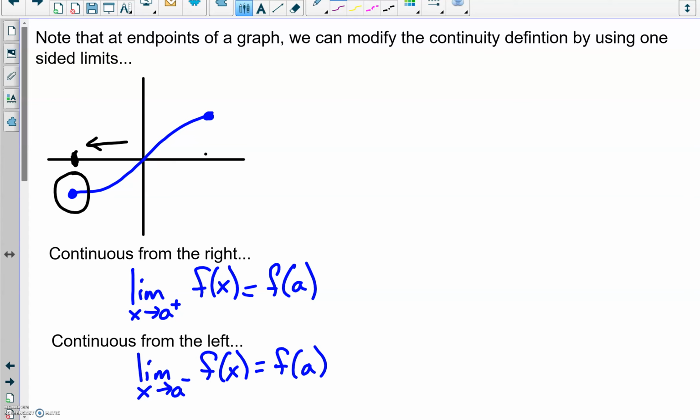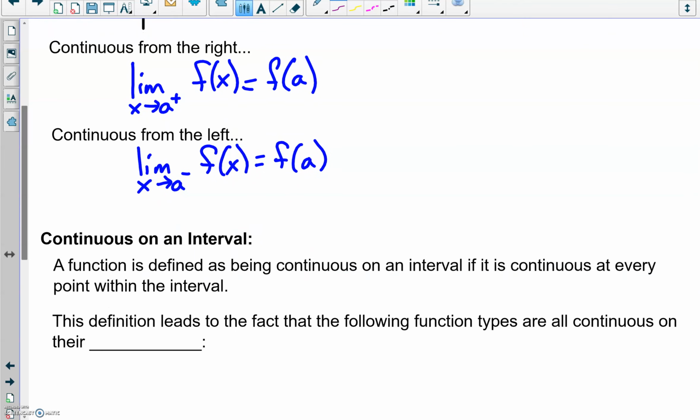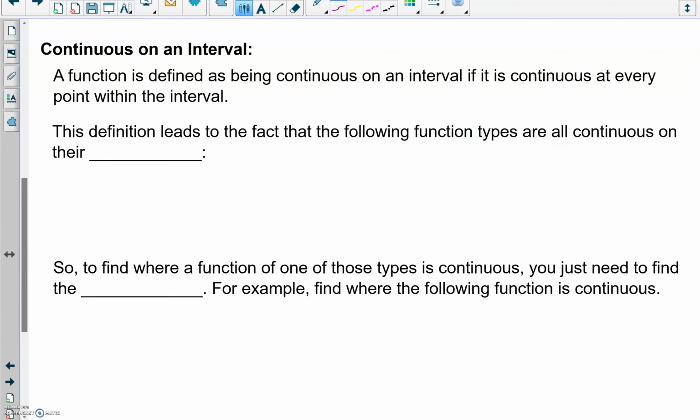And similarly, if my A was over here now, and we're coming in from the left, we would say, okay, the limit as x goes to A from that left side, that negative side, of f of x, if that equals f of A, then we're continuous from the left. So it's just a way to modify that continuity definition to allow us to work with the endpoints. Just focus on either the left side or the right side and make sure that definition holds with that one-sided limit.